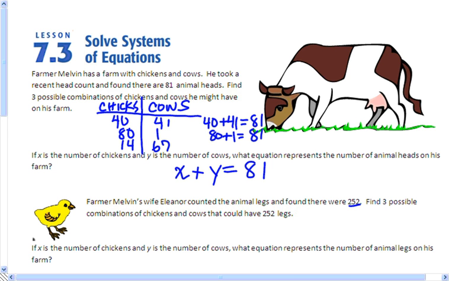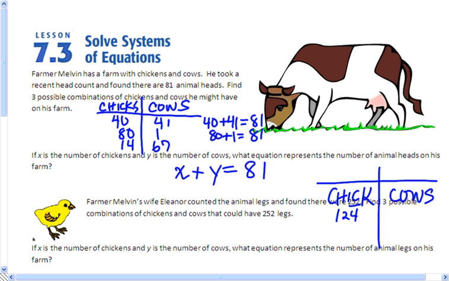Let's make another little table here. Chickens, cows, and so let's say we had 124 chickens. And if you multiplied 124 times 2 legs, that would be 248 legs. And we have 252 total legs, so that leaves us with 4 legs for 1 cow. So 124 chickens and 1 cow would work.